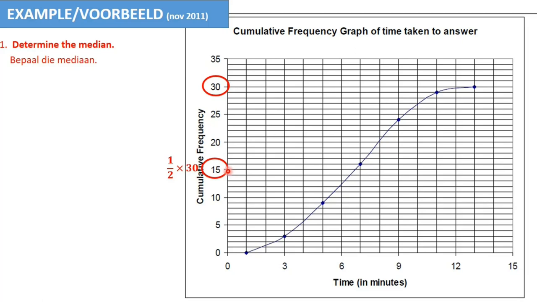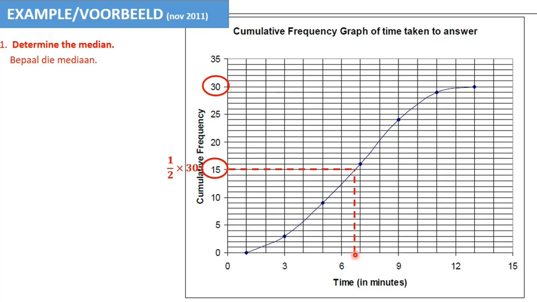That means if you're now writing down that the median is 15, then you're making the mistake that so many of my learners have made over the years. That is not the median. That is the position of the median. So you have to go from the 15 over until you reach the graph, and then you have to go down, like it's showing you now.